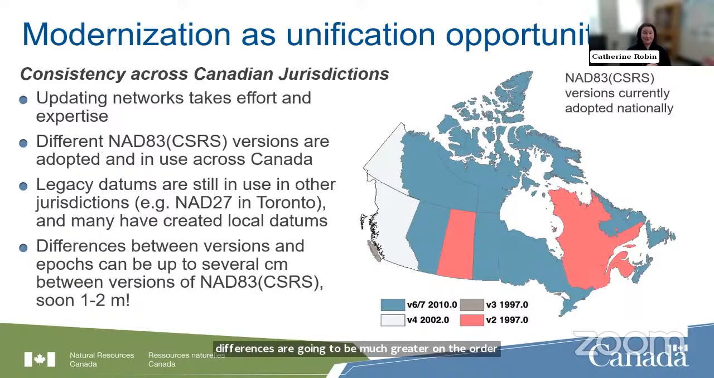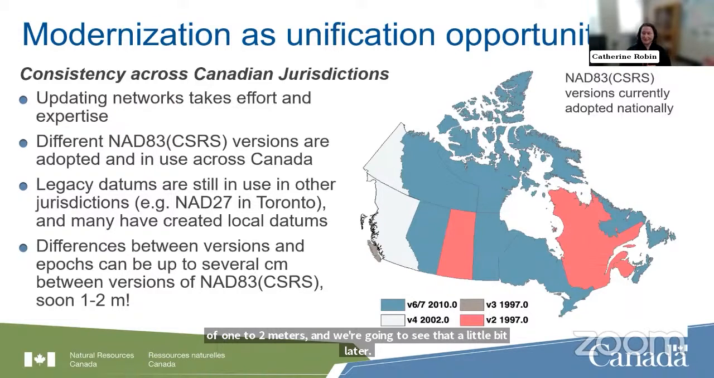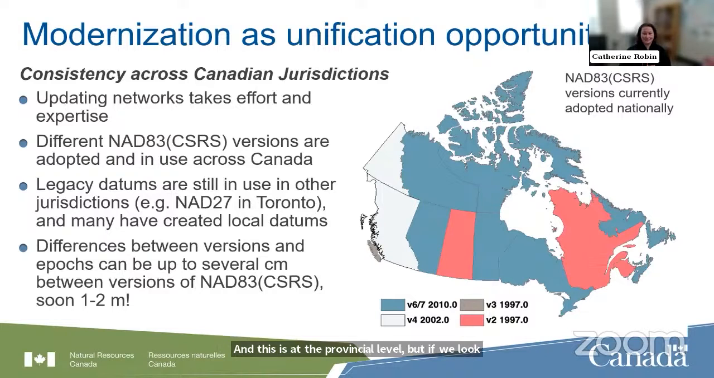And this is at the provincial level. But if we look at the municipal level, it's even more complex. We have some jurisdictions still using the legacy datums, such as NAD27 being used in Toronto. Many people have created their own local little reference networks. So this is at a high level already complex, and if you dig into it, it's even more complex.